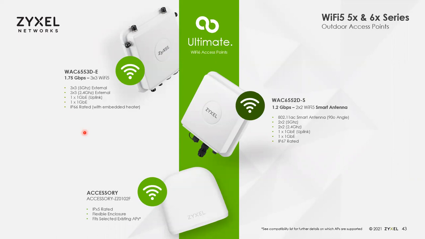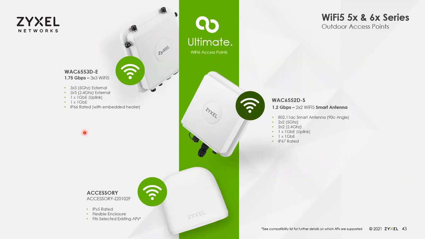The next one we have here is the WAC 6552D-S. So this is kind of an interesting one. This has smart antenna technology built into it. But unlike our indoor APs where the smart antenna technology is able to provide sort of a full 360 by 360 coverage area, this specifically uses the smart antenna technology and narrows it down to a beam that's approximately 90 degrees. So the main usage for these is doing point-to-point links.